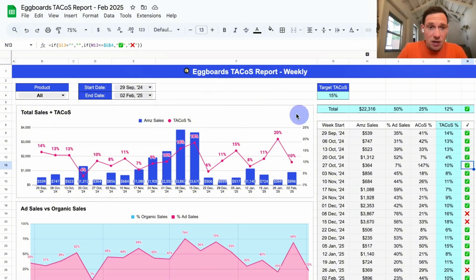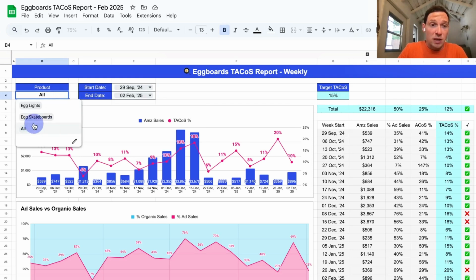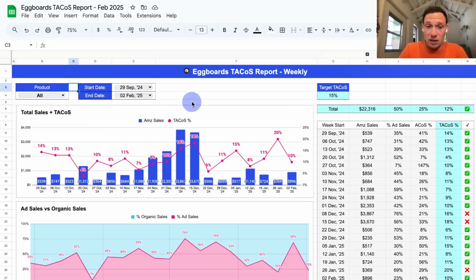So it's a lot of numbers. I'll walk you through quickly. Here in the first part of the Google Sheet, you can select which product. In this case it's Zoe, but I have two main product families, Eggboard Lights and Eggboard Skateboards, and we select which product we're looking at the data for. In the second part, we select the time frame, and the third is just the goal that I've set for myself regarding my TACoS performance, which determines if I've hit my goal or not.